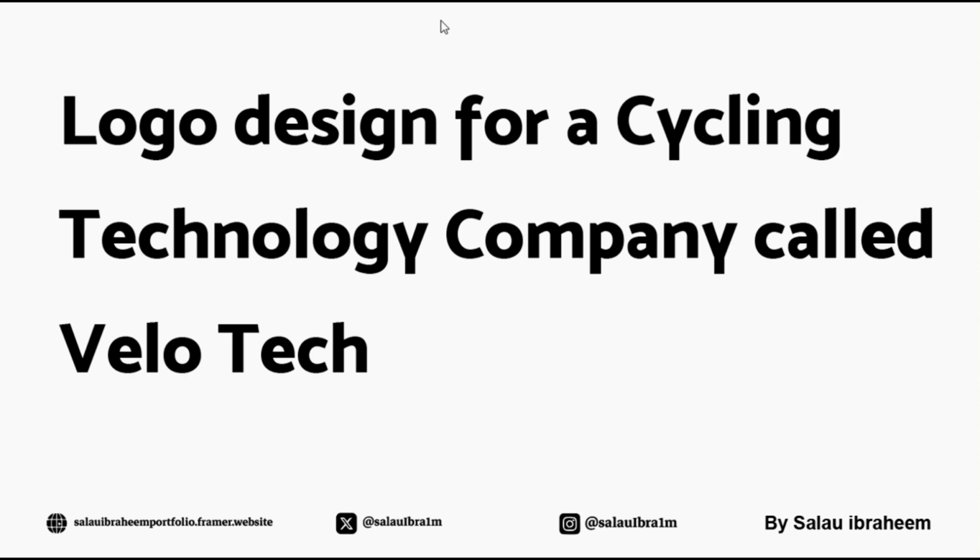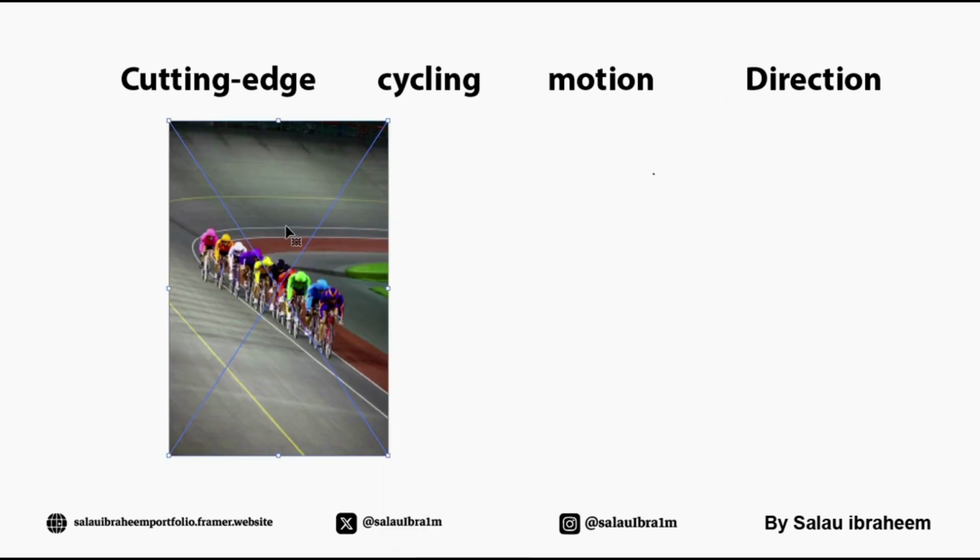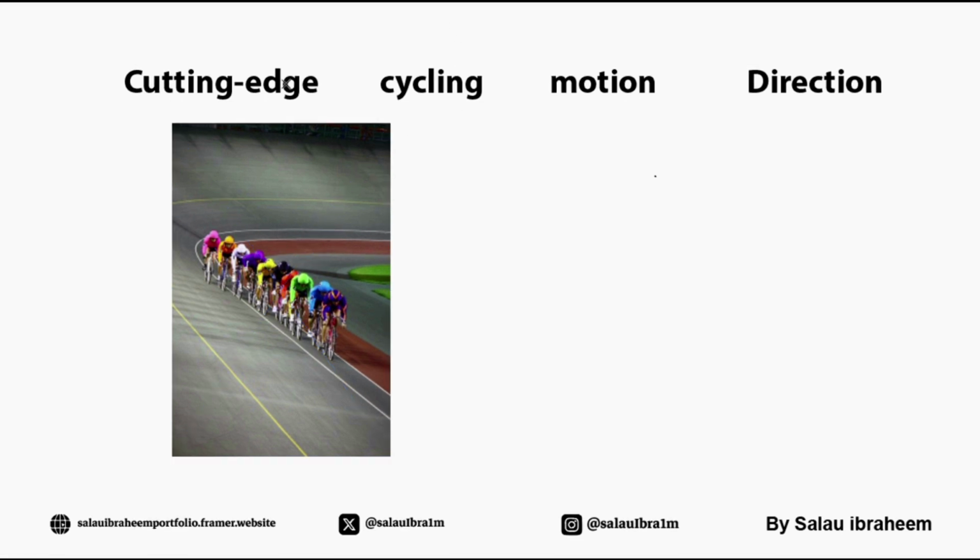Hi guys, I'll be creating a logo design for a cycling technology company called VeloTech. I already did my research and I was able to come up with these four keywords: cutting edge, cycling, motion, and direction. The image I'll be using is this cycling rider's image, where I get the inspiration for the logo.